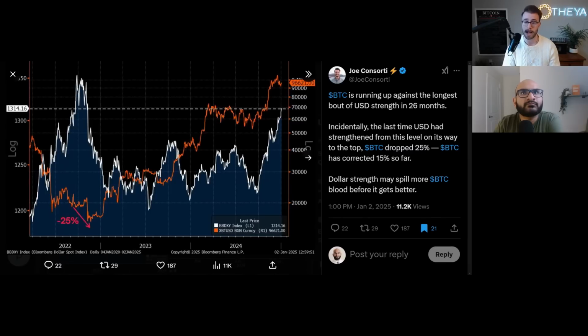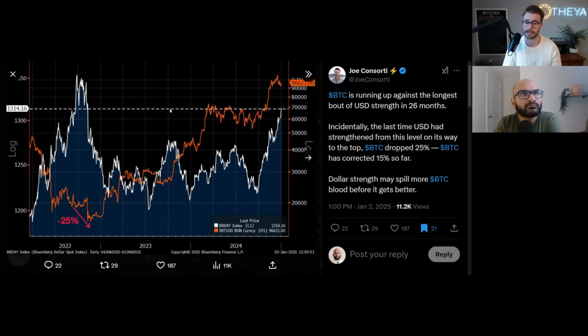When the dollar was running up in strength, Bitcoin had corrected from almost the $70,000 range all the way down to $15,000, right? This little period that I highlighted here, this minus 25% that I marked on the chart, excuse me, I made a white line from the left of the chart all the way to the right of the chart. Right now, the dollar, BBDXY, is at about 13, 14 points. And then you go back in time.